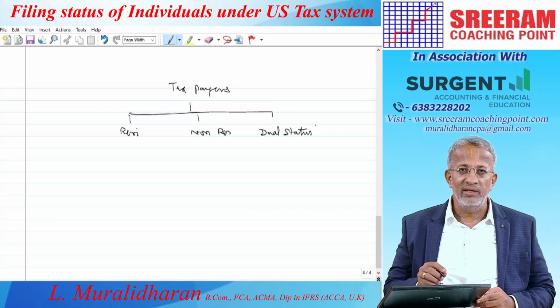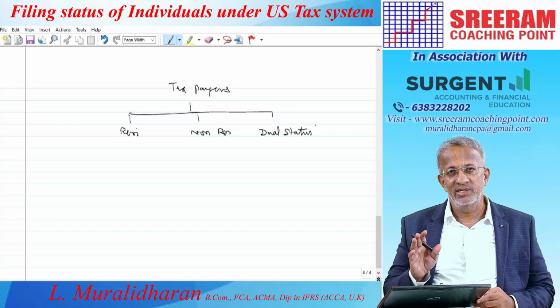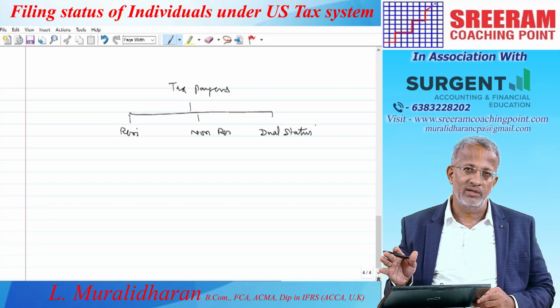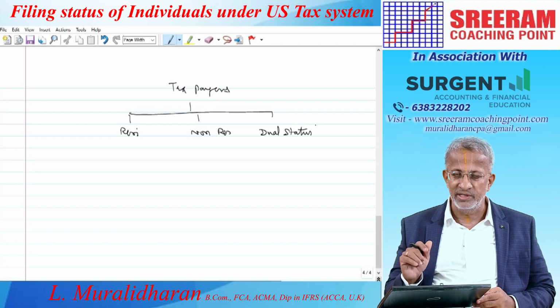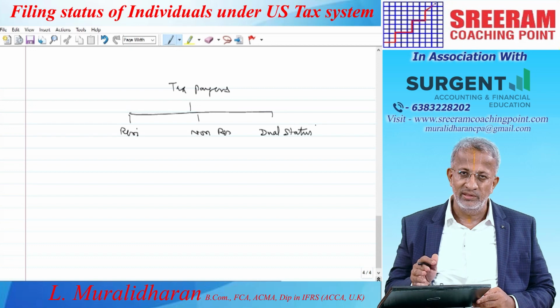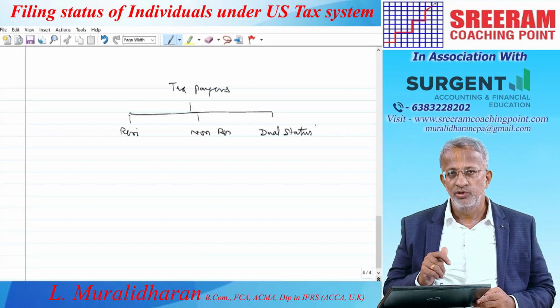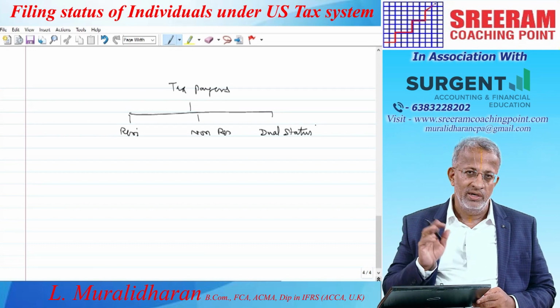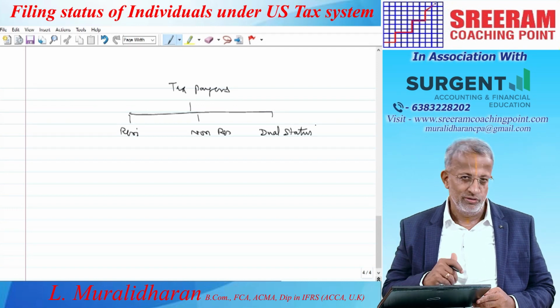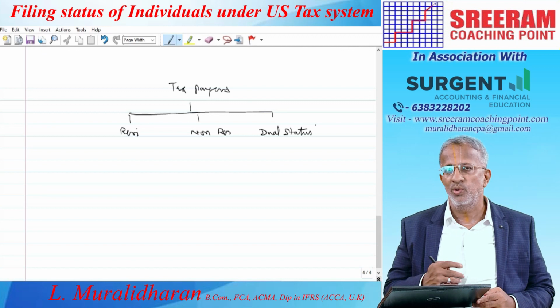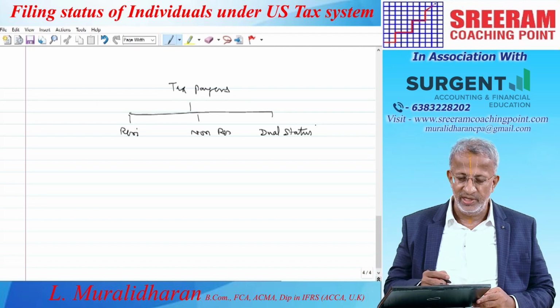In India, either the person is resident throughout the year, the previous year, or non-resident throughout the year, whereas in America, it is not like that. A person can be taken up as resident for part of the year and non-resident for part of the year. That is the reason why you have three such classifications.